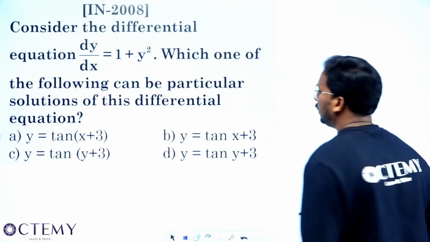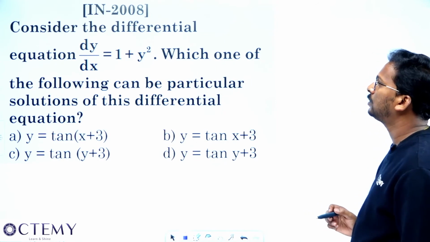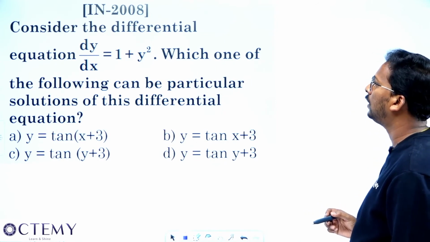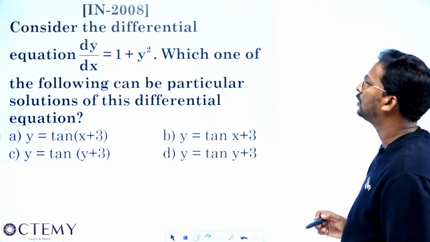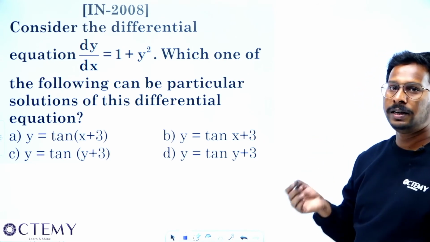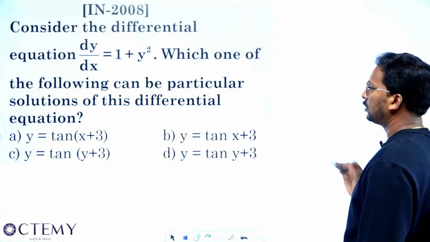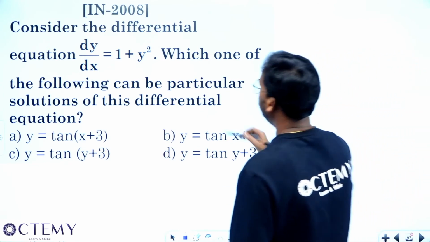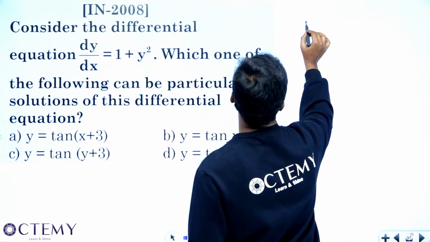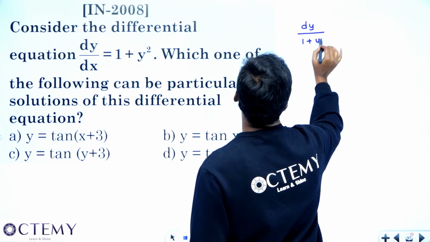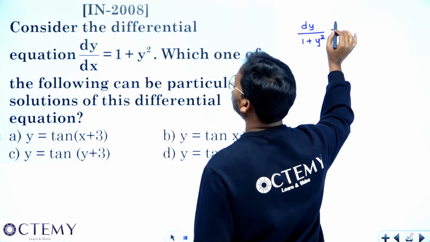Very good, sir. Let me go to the next question. The next question is, consider the differential equation dy by dx equals 1 plus y square, which of the following can be a particular solution of this differential equation. Can be is asking, sir. So he has not given an initial condition, but he is asking which can be. So if you write it in variable separable form, dy divided by 1 plus y square is equal to dx.